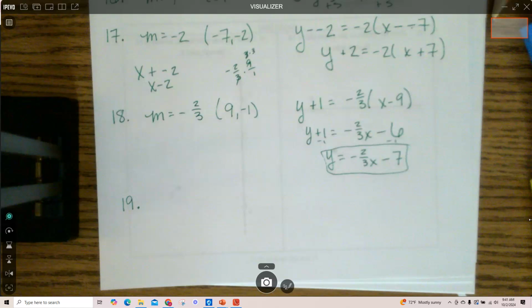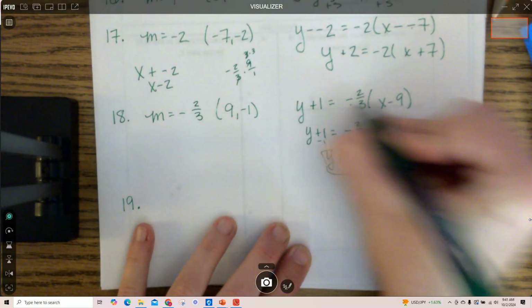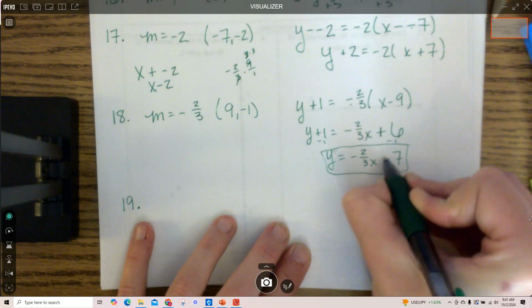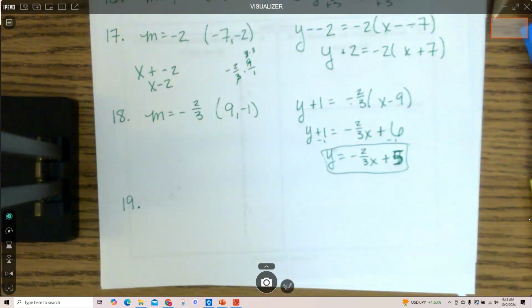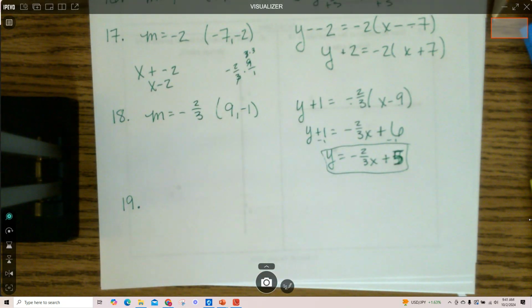Okay. Something went wrong there. Did I math wrong? I did. I mathed wrong. A negative and a negative makes a positive. Negative 1 would be plus 5. My bad. Sorry. Also my fault for not actually doing it myself.